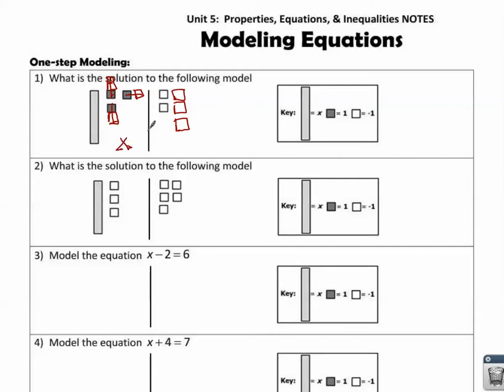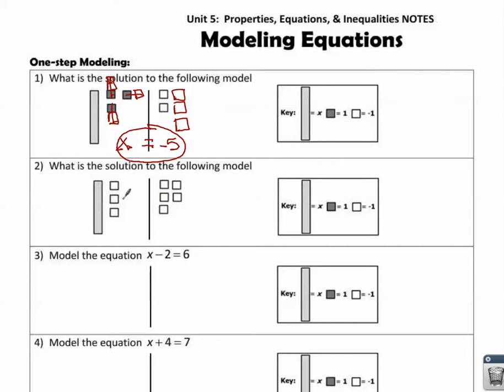This line here represents your equal sign, just like it did in our equations. And now I have 1, 2, 3, 4, 5, so -5 boxes on the right side. So your solution is x equals -5.